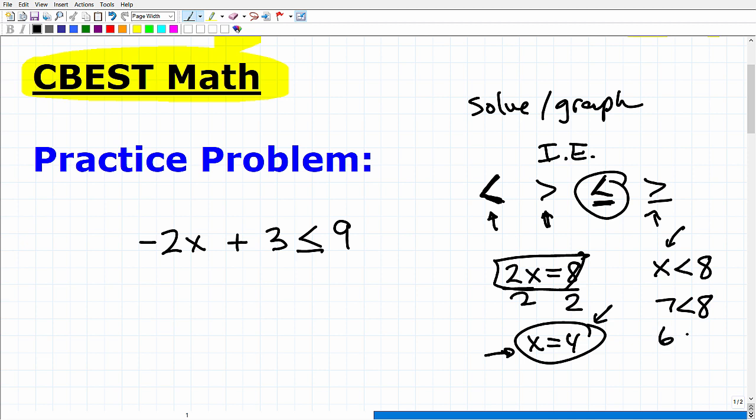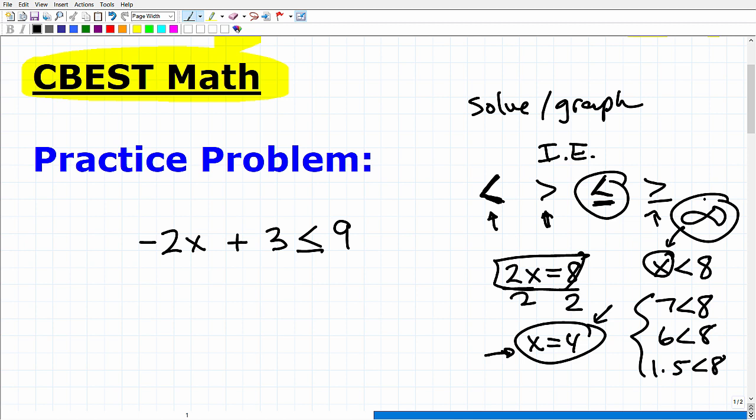Yeah, how about 6? 6 is less than 8. How about 1.5 is less than 8? On and on and on. So you can see that how many numbers will make this true? How many numbers are less than 8? Well, an infinite amount of numbers are less than 8.